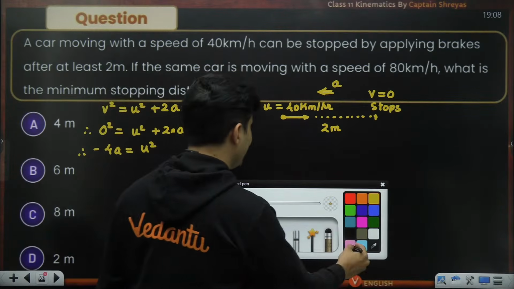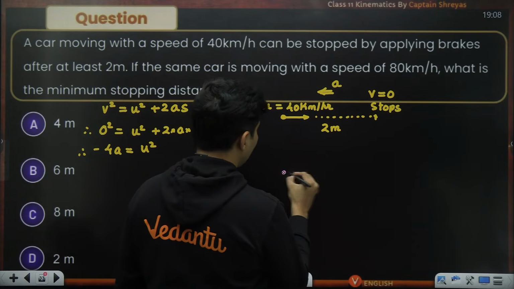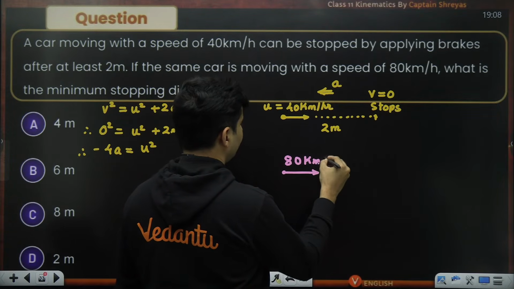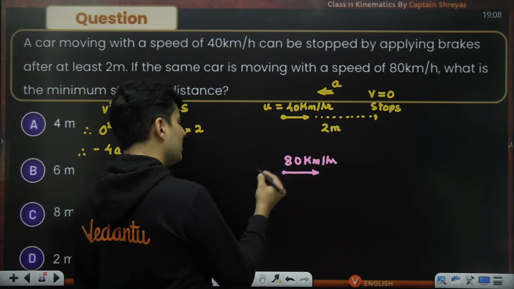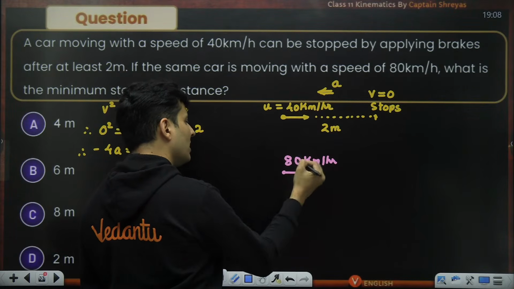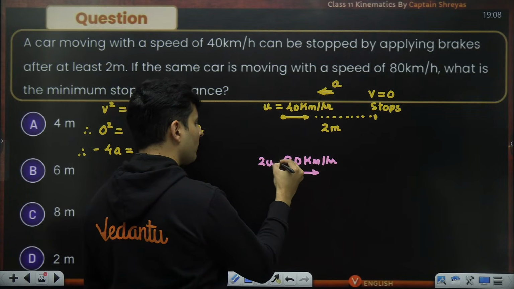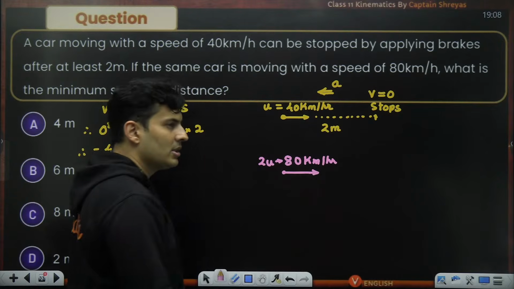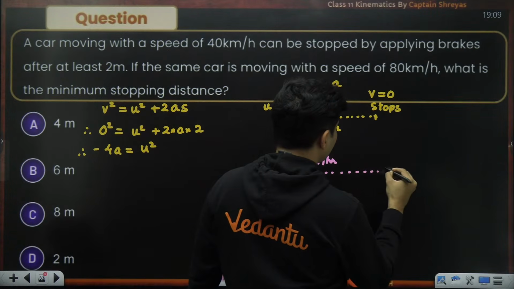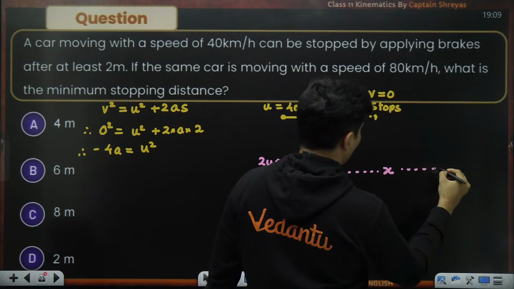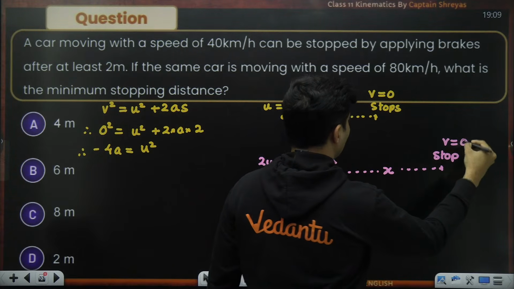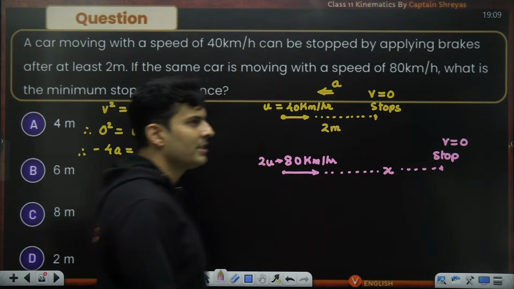Now listen to the second part. That part says my velocity is now 80 kilometers per hour. Okay, that means how much is my speed? If 40 was u, 80 will be nothing but 2u. So 2u is my initial speed. Think of it like that. So I will stop after some x meters, and my final velocity will be 0.